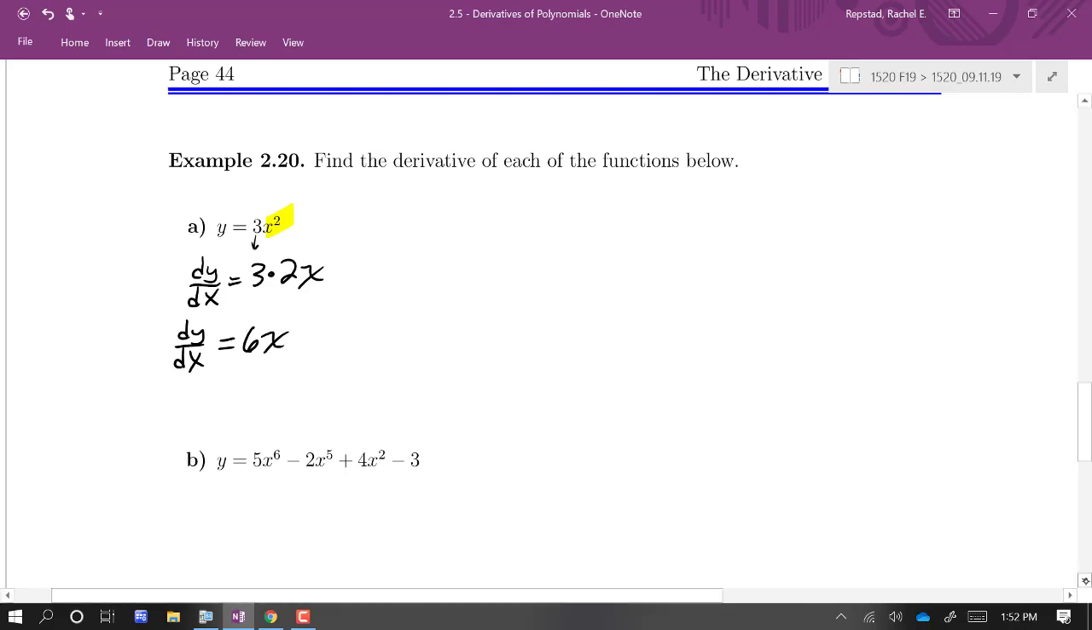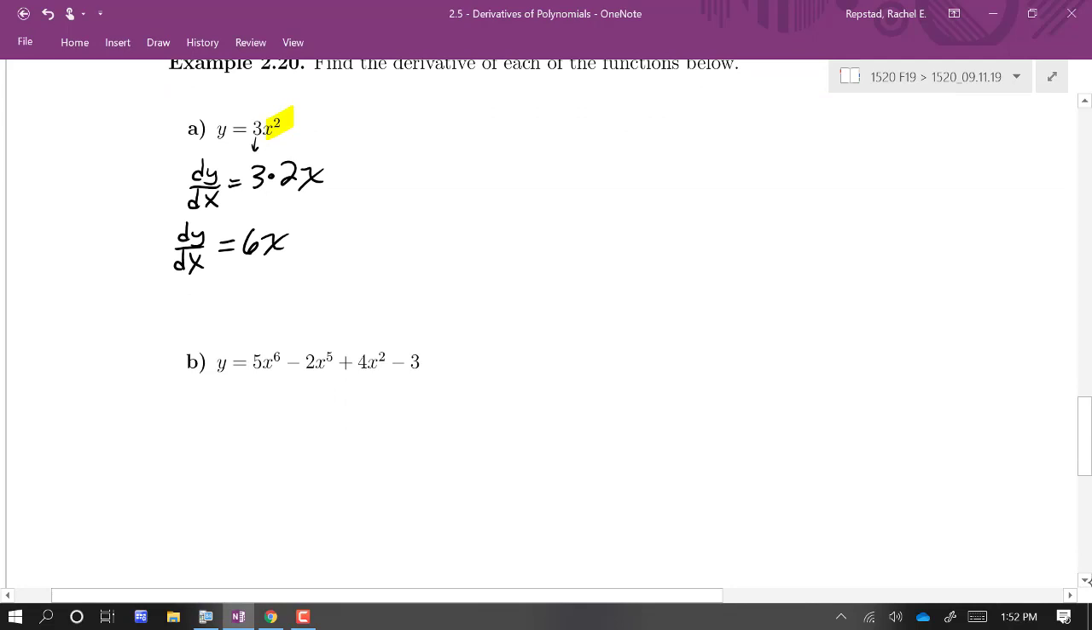Here we've got a bunch of terms, but I'm not worried about that because I know I can split up a derivative over addition and subtraction. So when I find dy dx, I've got some constant factors to bring down, so I've got 5 times, what's the derivative of x to the 6? 6x to the 5th. And then I just bring down the subtraction, bring down this 2. What's the derivative of x to the 5th? 5x to the 4th. Bring down the plus, bring down this factor of 4. What's the derivative of x squared? 2x.